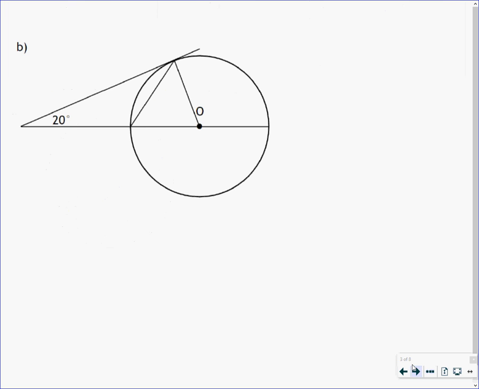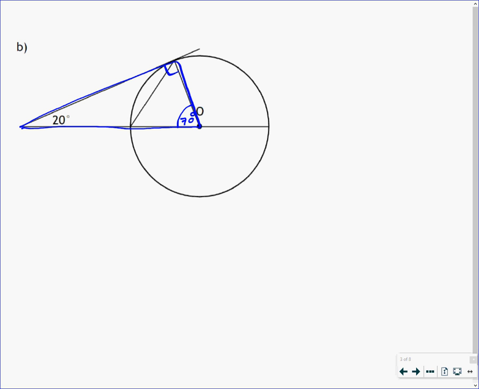Let's look at example 3b. So fill in the size of all the missing angles here. So this time, let's look at what we can. So we have a tangent meeting the circle. So tangents always meet the circle at right angles. So altogether, you can assume that's a right angle. So looking at the full triangle here, if one's 90 and one's 20, this angle here has to be 70 degrees to add up to 180.